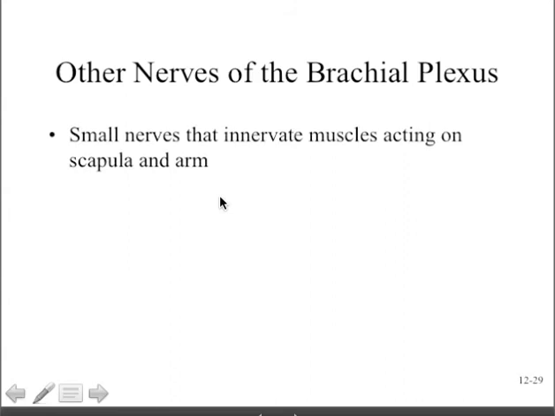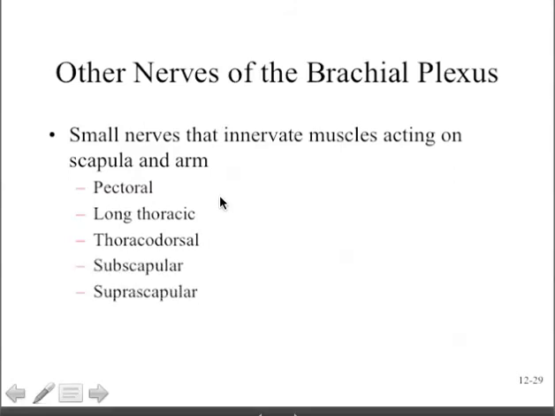Other nerves in the brachial plexus innervate muscles acting on the scapula and the arm, such as the pectoral muscles, the long thoracic, the thoracodorsal, the subscapular, and the suprascapular nerves. So if you think about where these are located, again, the name is going to tell you a lot about where the nerve is running. Pectoral nerve, innervating, among other things, the pectoralis major and minor, is going to run near the chest, the upper chest. The long thoracic, of course, is going to run vertically through the chest.